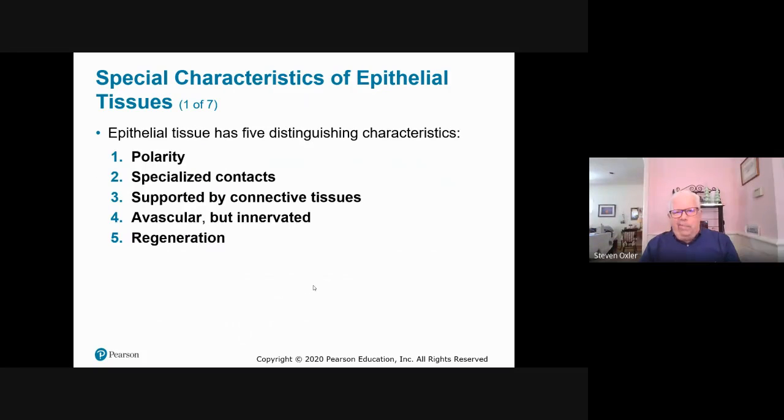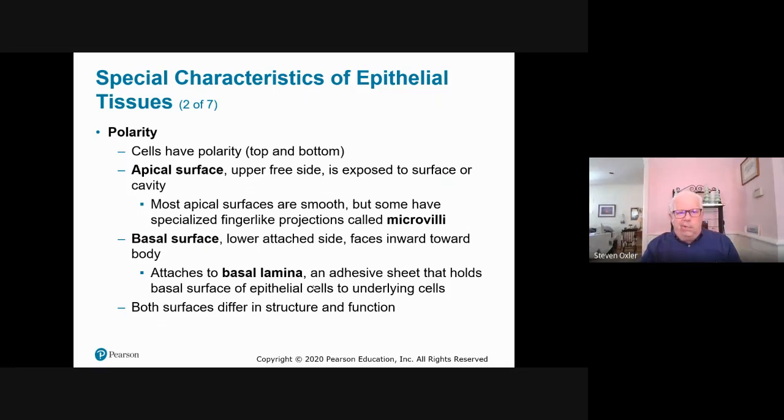There are 7 basic characteristics of epithelial tissue, and we'll talk about each one of them. All of those in black are the characteristics, okay? Polarity. Polarity means top or bottom. The apical surface of epithelial tissue is the top. It is the free side. The basal surface is the base or the lower half.